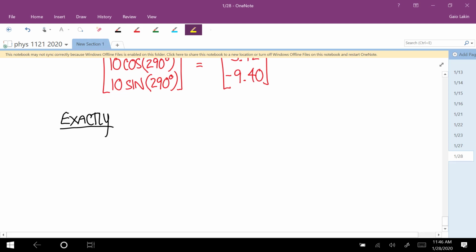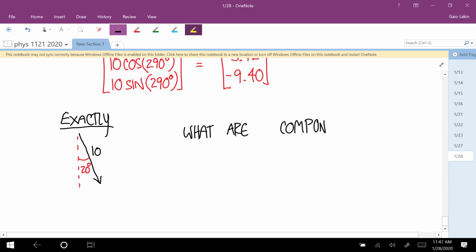So let's use that vector that we just had. Let's say this has a length of 10 and makes an angle of 20 degrees with the horizontal. And we want to know what the components are in a coordinate system that's oriented like this, where this is the x-axis and this is the y-axis.